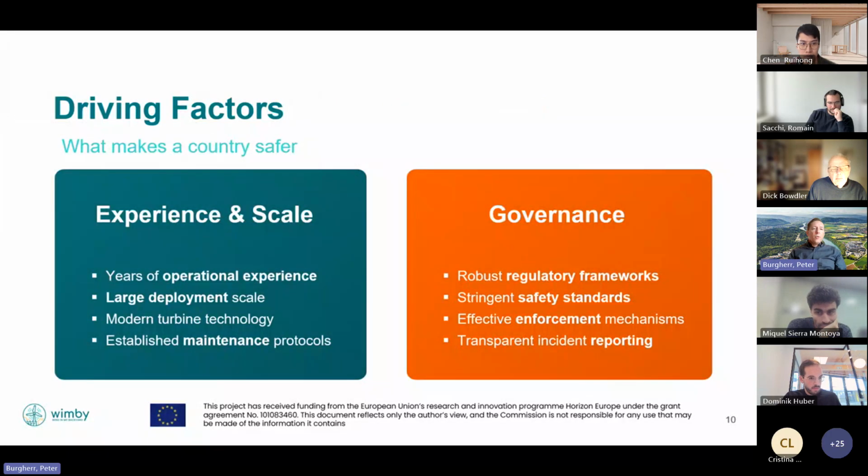Driving factors. So of course, what makes a country safer? It's also for wind, what we found for other energy technologies, it's experience and scale. So that means operational experience, how much you deploy. Maintenance is a very important issue. And then also governance. So what regulatory frameworks are in place? And we are not speaking of the European level here, but also what is at the national or even subnational level. Standards and very important, not just that you have these things, but that you also have processes to enforce that. And then, of course, if you want to learn, you also need a comprehensive reporting of incidents to know what are the lessons learned.